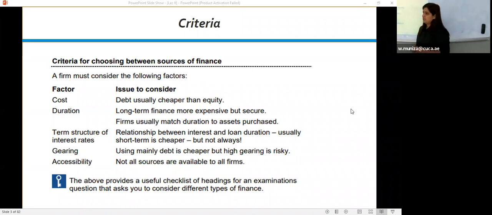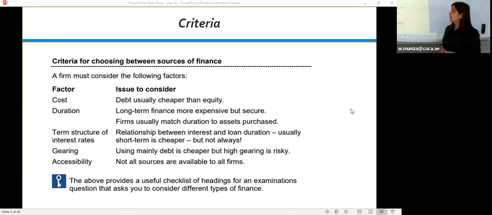That is why the cost of debt for the organizations is usually lesser than the cost of equity for the companies. Then the duration of the loan is also considered when choosing among the different sources of finance, as we do know that long-term finance is more expensive but secure. If the organizations are taking long-term finance, it is more expensive, because when the time period for the loan increases, the risk attached to it also increases. Its repayment becomes more risky.